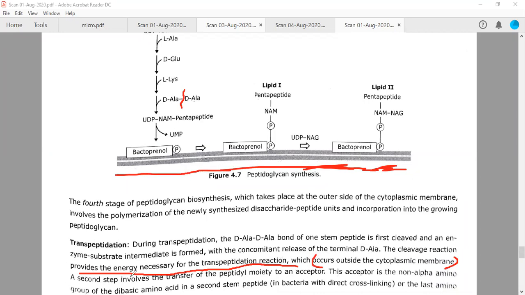The second step involves the transfer of the peptide moiety to an acceptor. This acceptor is a non-alpha amino acid group or a dibasic amino acid in the second stem. Generally, you have seen that diaminopimelic acid is a kind of acceptor for this. Let me show you.